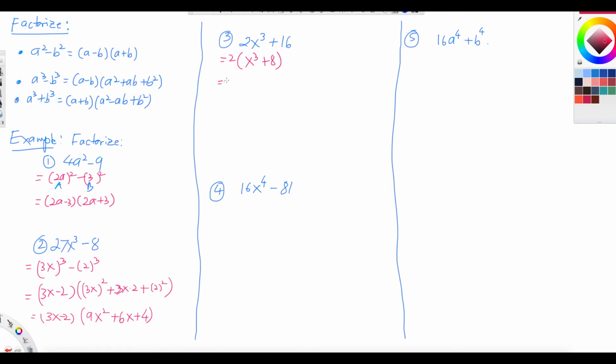So you can write this as 2 times x cubed plus 2 cubed. You can write it that way, right? a cubed plus b cubed. Now let's write out the formula. 2 times (a plus b), which is (x plus 2). I'm using that formula, right?